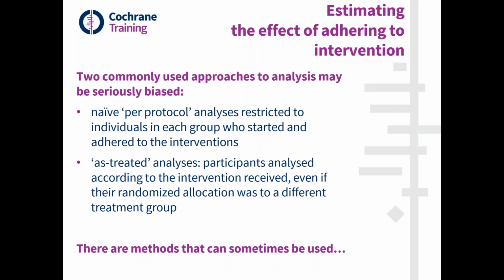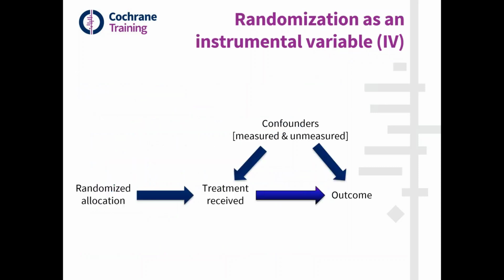However, there are methods that can sometimes be used to justify an estimate of the effect of adhering to intervention. One of those is using randomization as an instrumental variable. This is not the time in the remaining very few minutes for a seminar on instrumental variable analysis, but just briefly, in an instrumental variable analysis, we exploit the fact that there is no confounding of the association of randomized allocation with treatment received or of randomized allocation with the outcome.